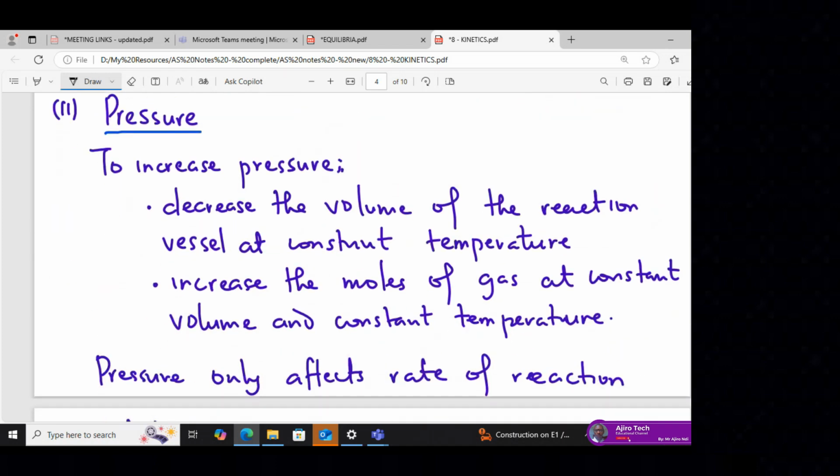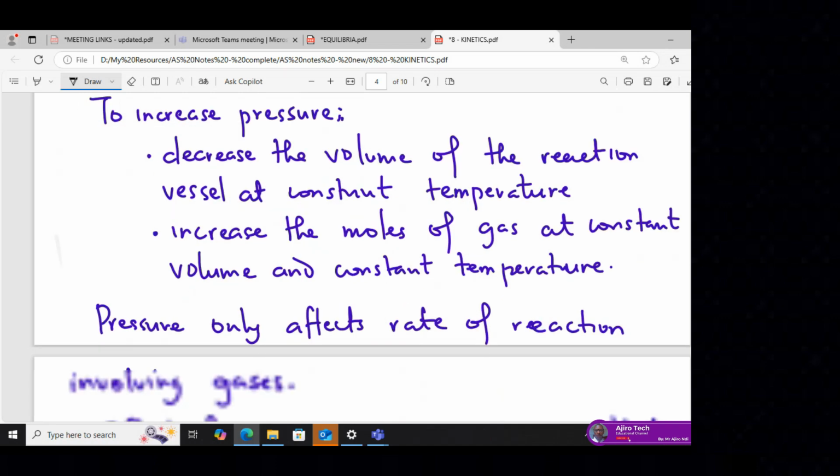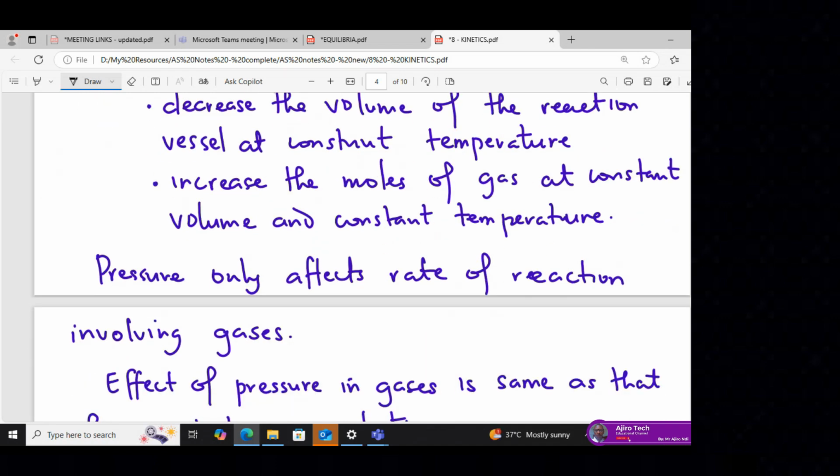Pressure effect. To increase pressure, decrease the volume of the reaction vessel at constant temperature, or increase the moles of gas at constant volume and constant temperature. Pressure only affects rate of reaction involving gases.